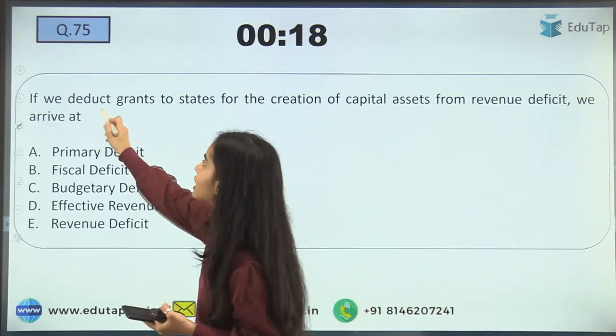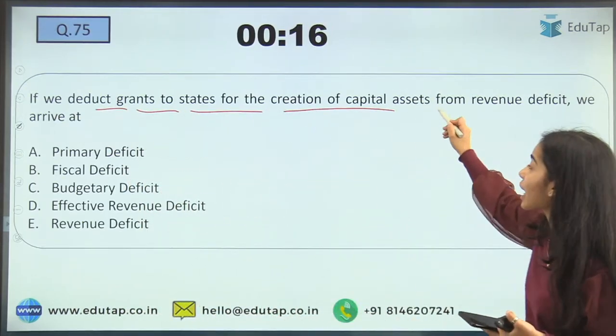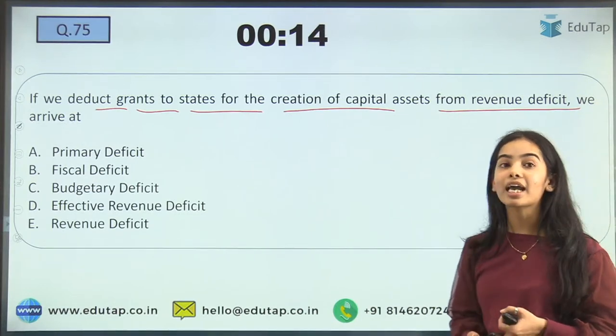This is the last question. If we deduct grants to states for the creation of capital assets from revenue deficit, we arrive at what?